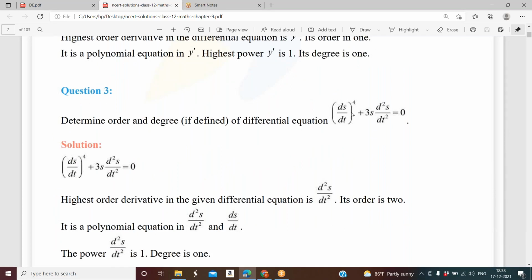Next, ds by dt whole to the power 4 plus 3s d square s by dt square equal to 0. So here the highest order derivative is d square s by dt square, because s is differentiated twice with respect to t. So the order is 2. What about the degree? Degree is 1. Its power is 1.